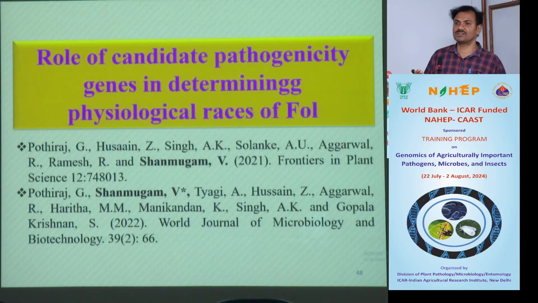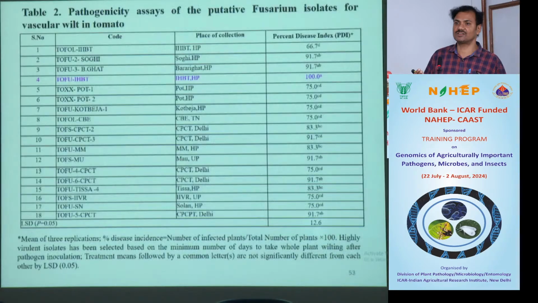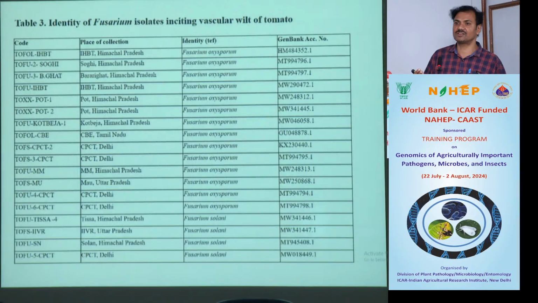I'll skip the rest and come to the main point. We tried to find the role of these pathogenicity genes in physiological races. You know what a physiological race is? Physiological race means they are cultivar specific, variety specific. So, do the pathogenicity genes have a role in physiological races of Fusarium species infecting tomato? That we established by routine studies.